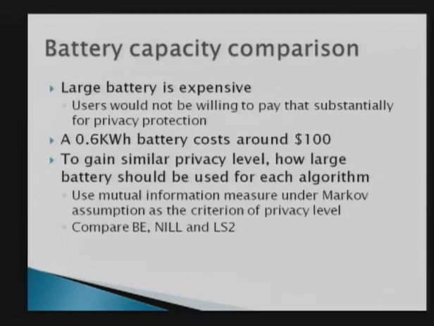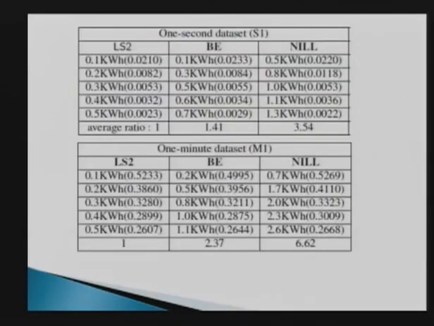We use the mutual information here as the criteria. So the mutual information over the Markov chain model. And here is the result. We can see from here that if we use the stepping algorithm, then we can use a small battery to get such a mutual information value.